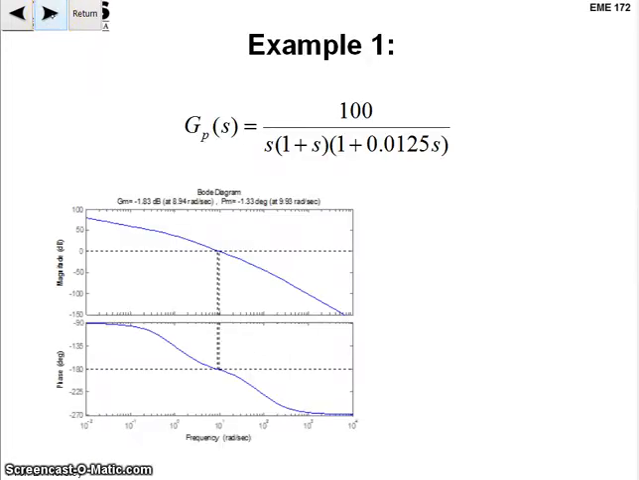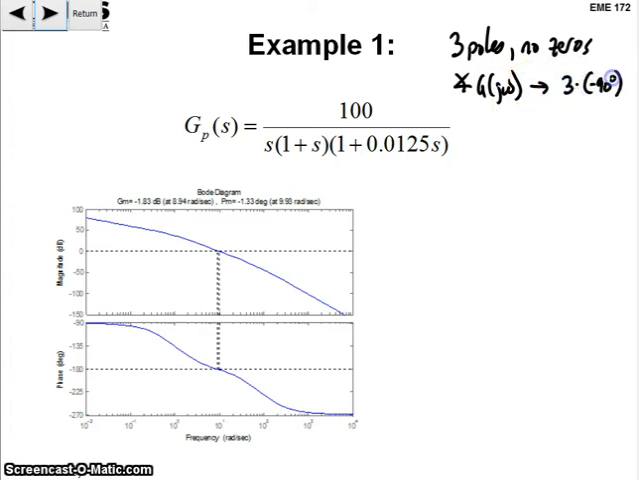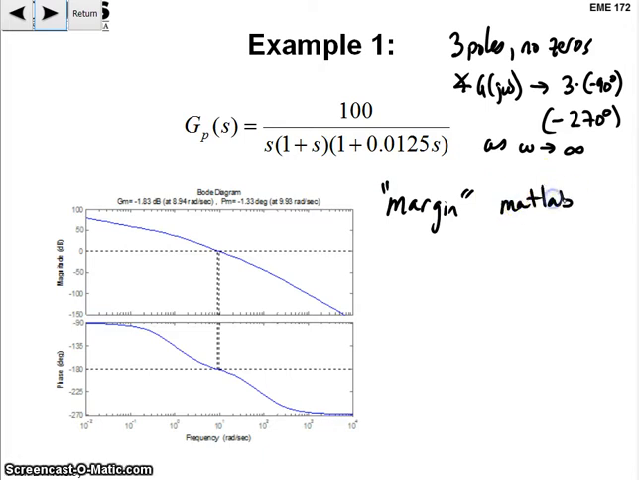So the first example I have here is g of s is 100 over s times 1 plus s times 1 plus 0.0125 times s. And so we can see that there are 3 excess poles, no zeros. And so the phase angle goes to 3 times minus 90 degrees, which is minus 270, as omega goes to infinity. And so what I did was I made the Bode diagram here. I used a command called margin in MATLAB. And what this does is it produces the Bode plot, but it also tells me the gain margin and the phase margin of the Bode plot.